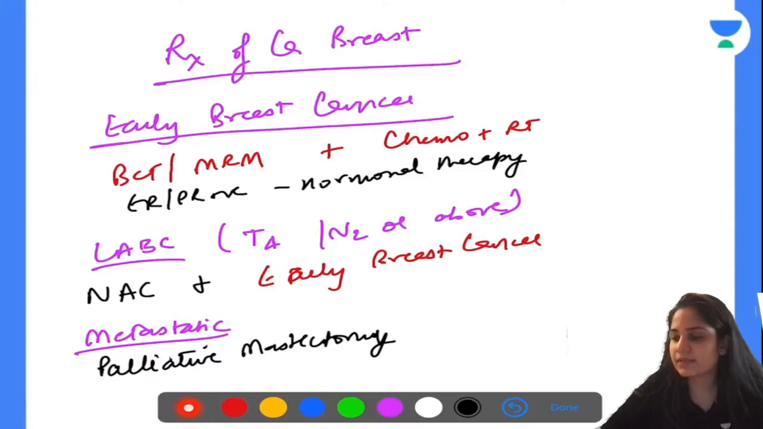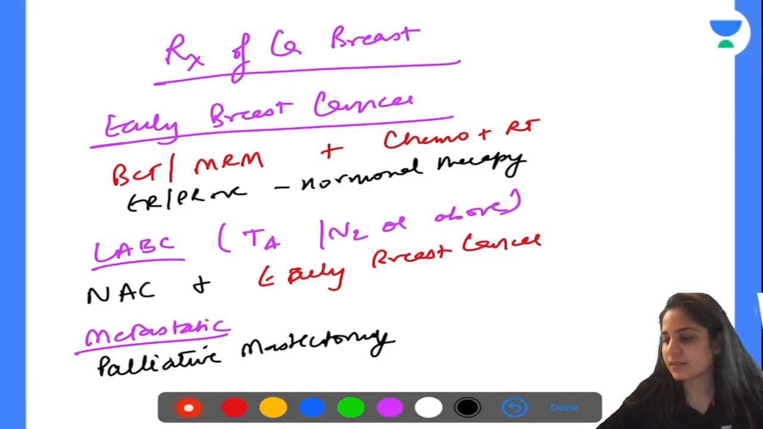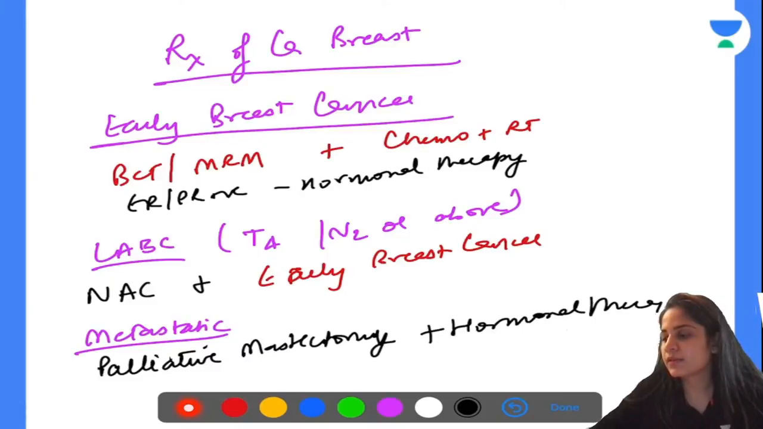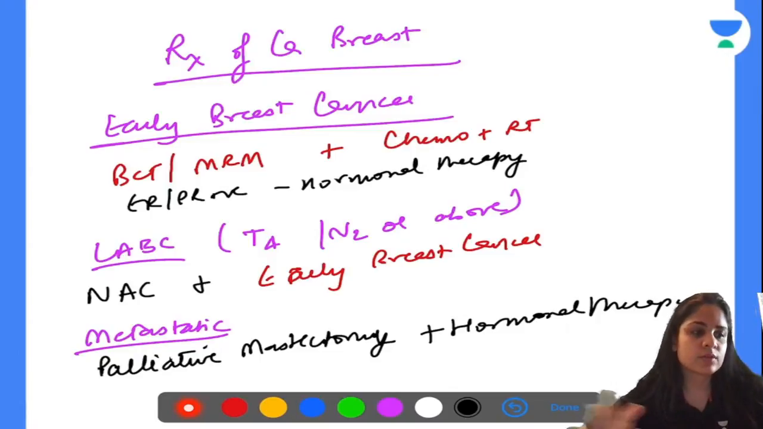Palliative mastectomy: remove the tumor, the breast, because of the mass of the tumor, also the patient will feel very heavy in the chest. Okay, so you do a palliative mastectomy and you can do hormonal therapy depending on the ER/PR status and the HER2/neu status. Okay, so this is simply the treatment of CA breast.